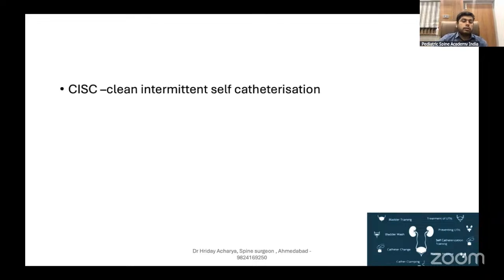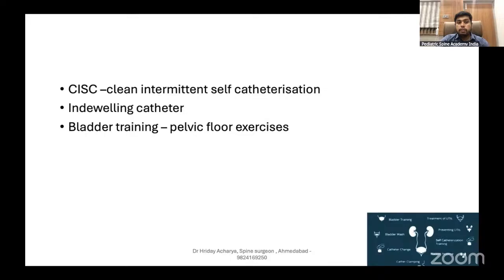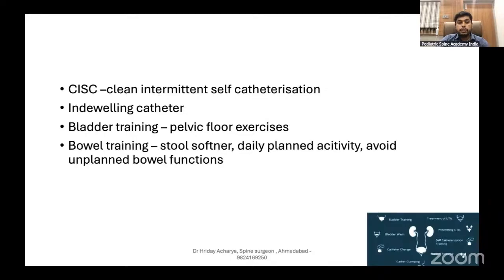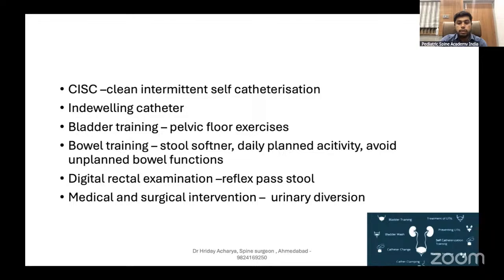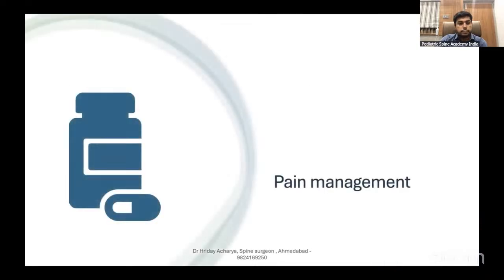So what do we tell the patient? The first is self-intermittent catheterization. Next is putting an indwelling catheter, bladder training by pelvic floor exercises, and bowel training, that is you tell them to eat at a fixed time and they know that the stool will be formed and they will go to the bathroom at a fixed time. So that is by avoiding unplanned bowel functions, and digital rectal stimulation by which they can do a reflex passing of stool. There are medical and surgical interventions also available that can be done.